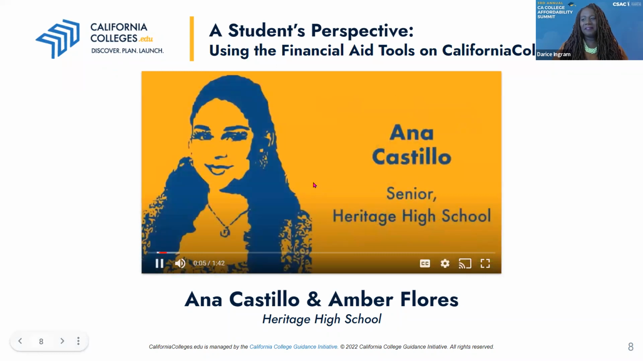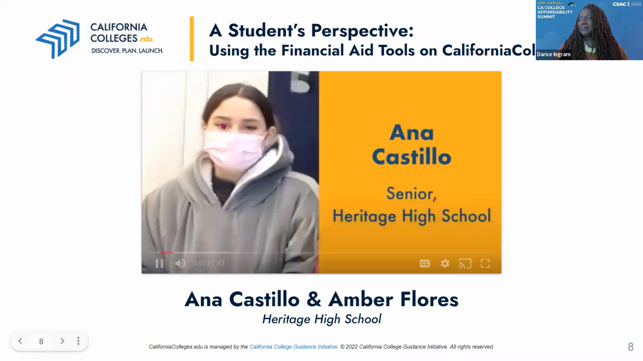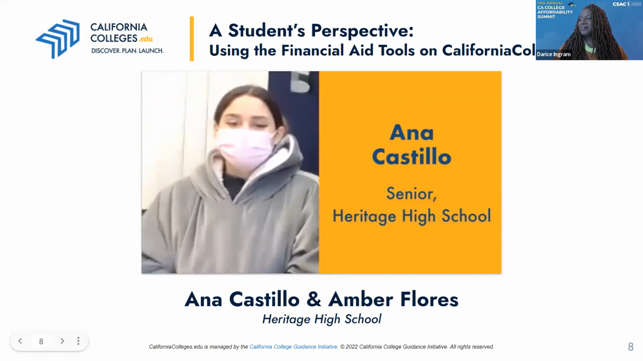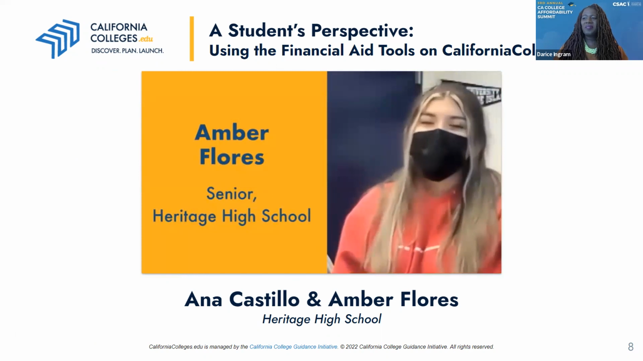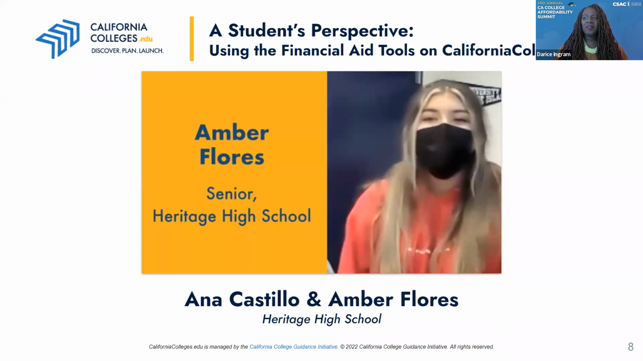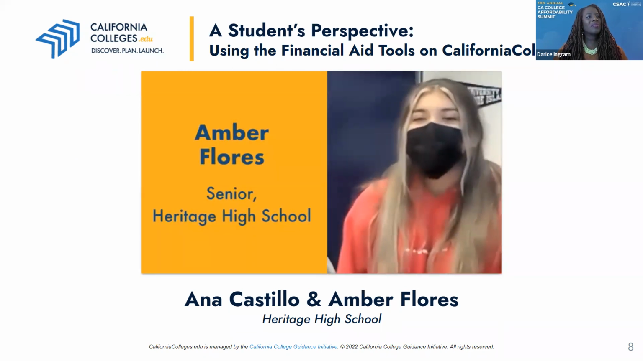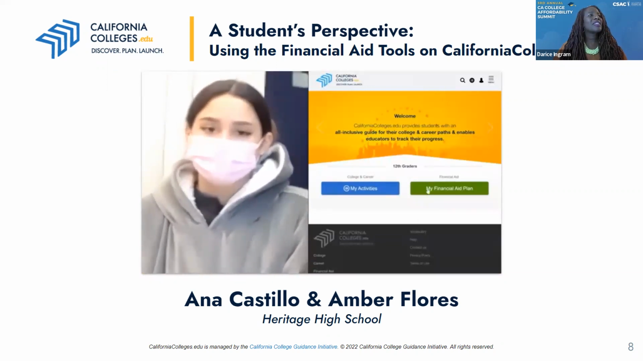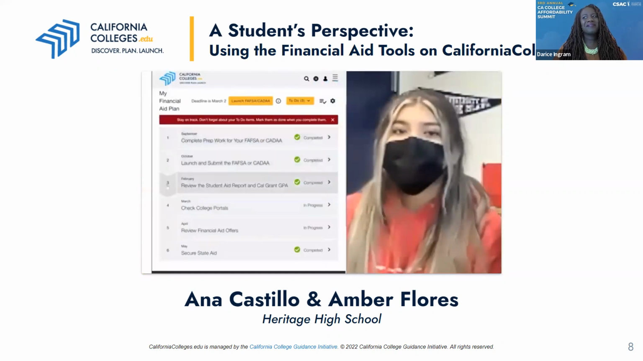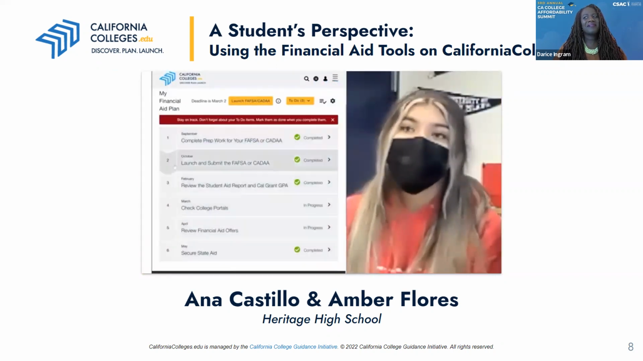I'm Anna Castillo. I'm in 12th grade and I am going to Heritage High School. In college, I plan to major in microbiology. I'm Amber Flores. I'm in 12th grade and I go to Heritage High School. In college, I hope to study nursing or marine bio. Financial aid would help me in my entire journey due to the fact that my parents and I are immigrants. We don't really have many resources, so financial aid is the reason why I'm going to college. I use California Colleges to access all financial aid information that I needed.